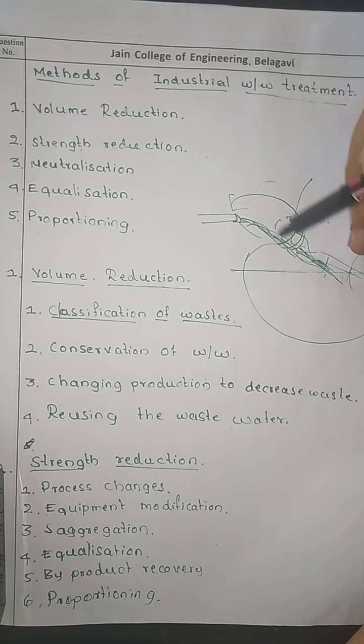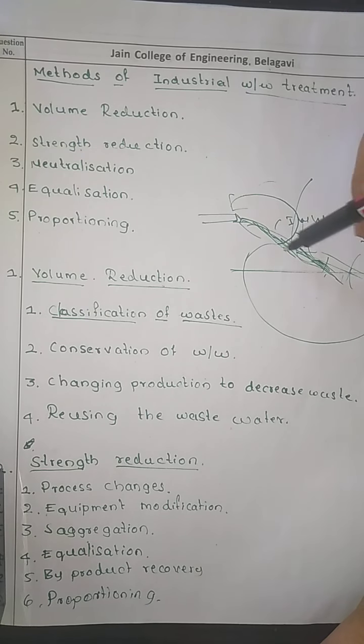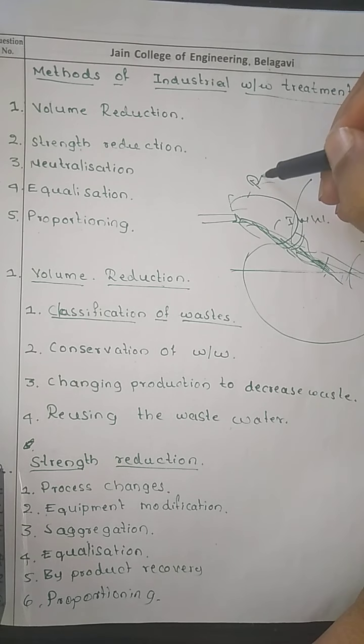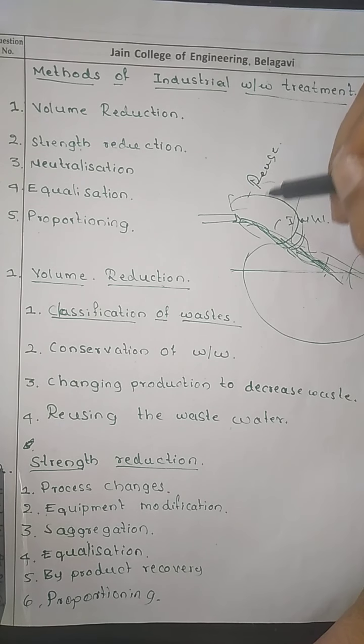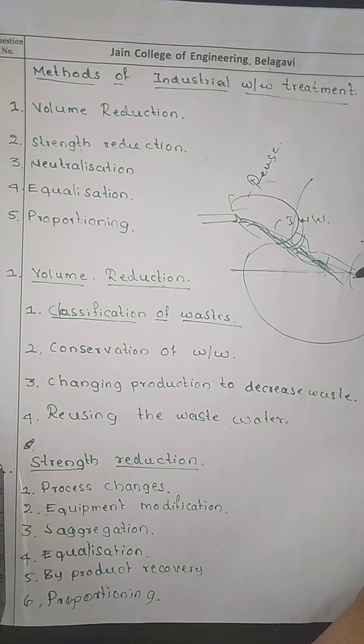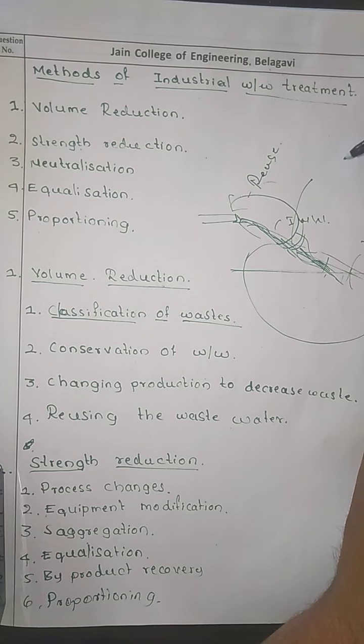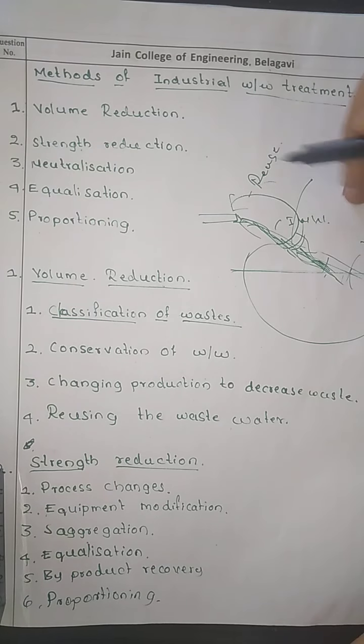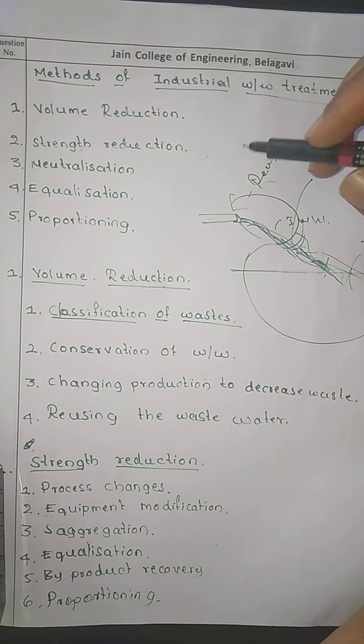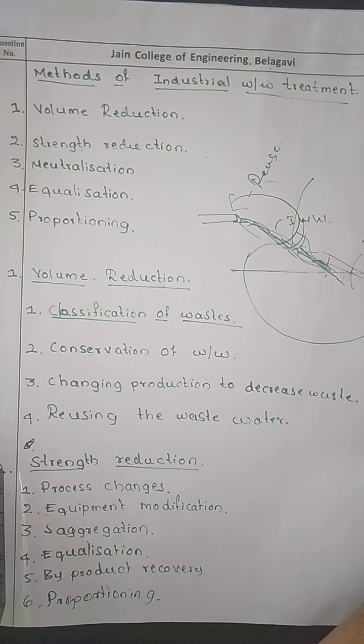But instead of discharging into the receiving water body, we should reuse. If we reuse, the quantity of wastewater that we discharge into the receiving stream is ultimately going to be reduced. Once it is reduced, what will happen? The load of wastewater that has to be treated is going to be reduced, and the load on the treatment plant is going to be reduced.